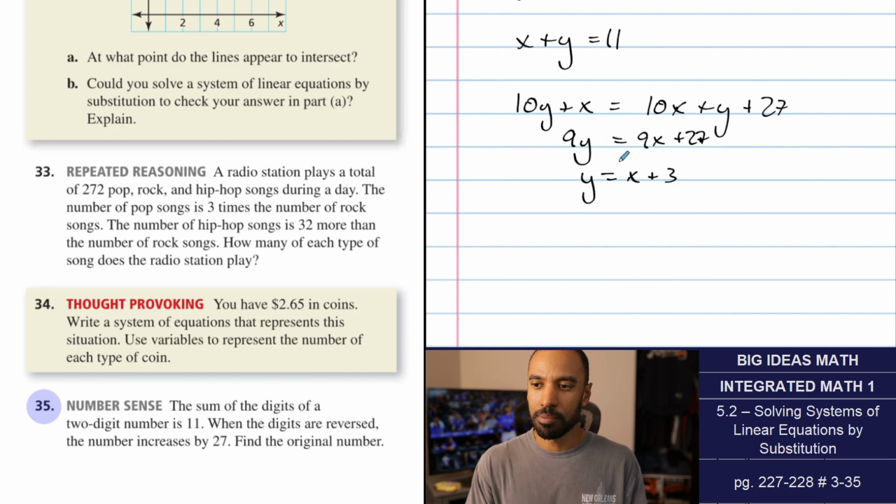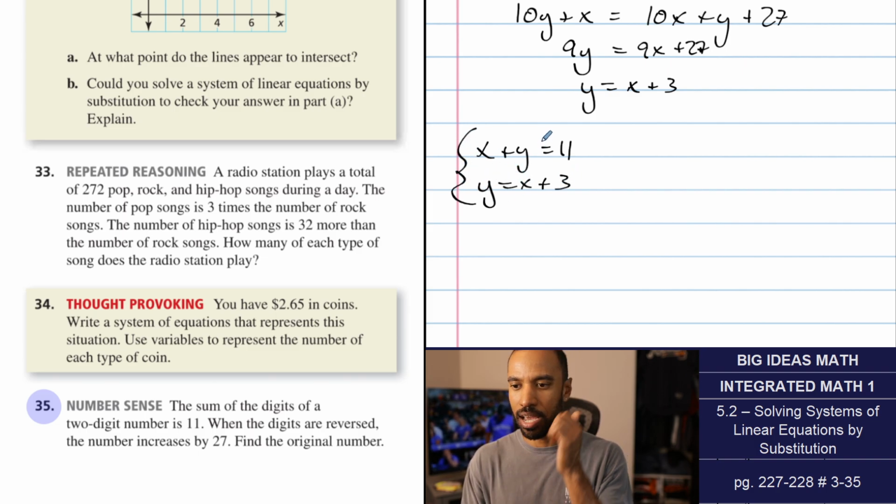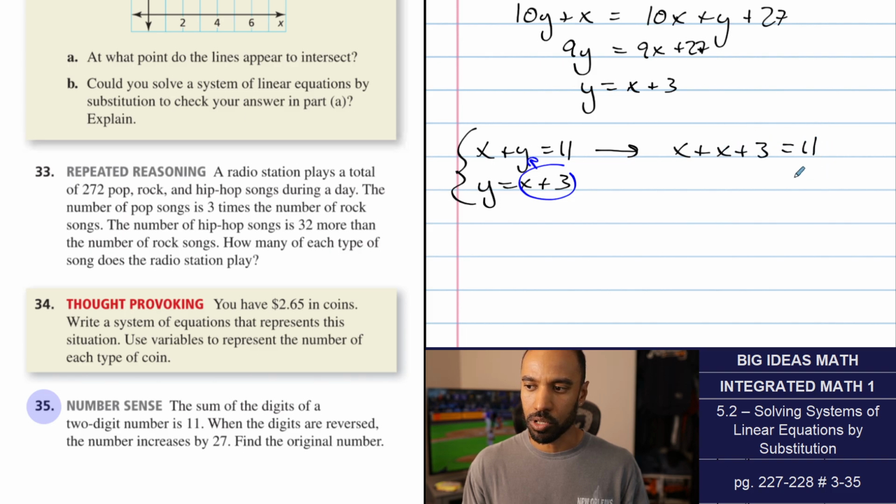So my system is x plus y equals 11. Y equals x plus 3. It's a rewrite of my system, but it's one where I now have y by itself. And this one up here is pretty clean as well. So now it's x plus 3 equals 11, or 2x plus 3 equals 11. Subtract 3 from both sides and divide both sides by 2. You get x equals 4.